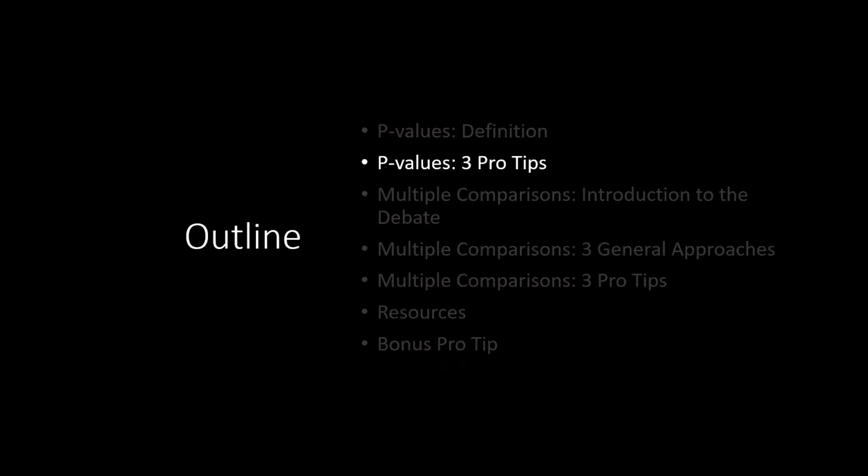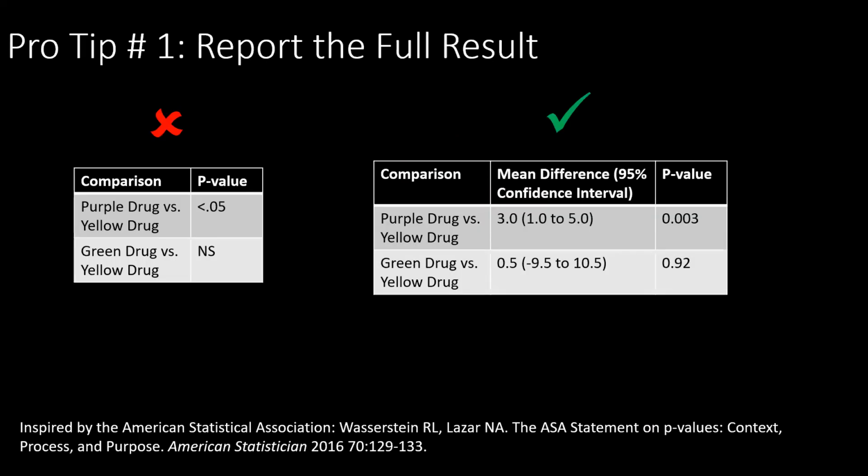So making sure that we're aware of what the definition of the p-value is, this leads to some pro tips. Pro tip number 1: when you're producing results, report the full result. On the left-hand side, we see a table, and I've seen tables that look like this in literature, where it's really just a checklist of which p-values are less than 0.05 or not. On the right hand, we have a richer set of results.